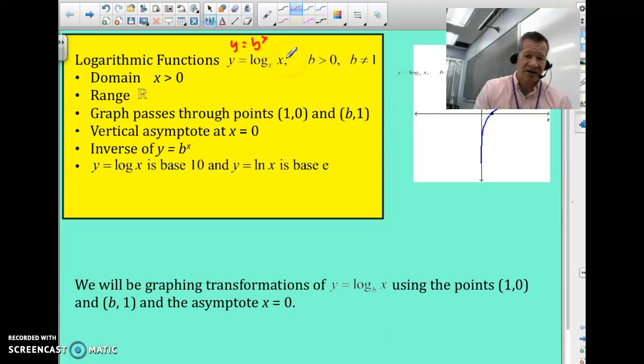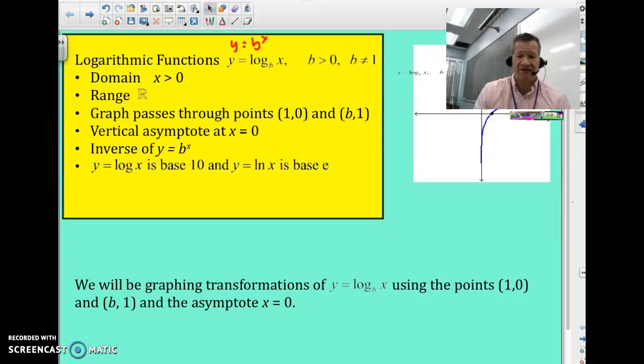The reason the domain has to be greater than 0 is because, remember with an exponential, when we have a positive base, you can't raise it to a power and get a negative number. It has to be positive. Well, by the inverse, we know that x now has to be positive, just like here y had to be positive. We're going to graph points through (1, 0) and (b, 1).